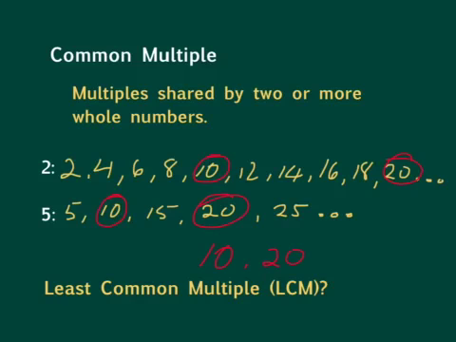So what is the least common multiple of 2 and 5? Well, least means smallest, and the first 2 common multiples of those two numbers are 10 and 20, and so the smallest one is 10. 10 is the LCM of 2 and 5.